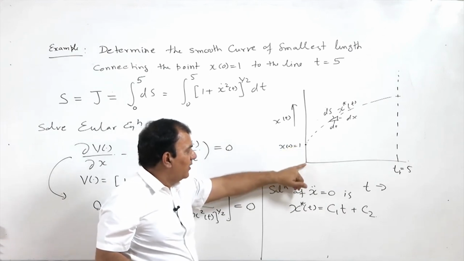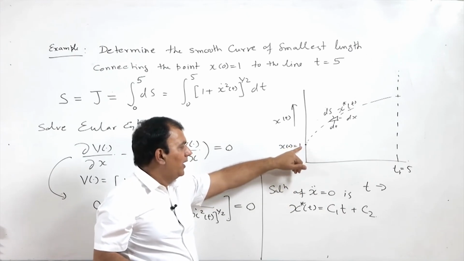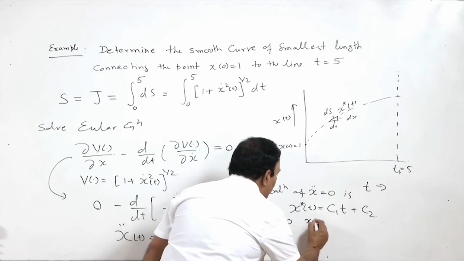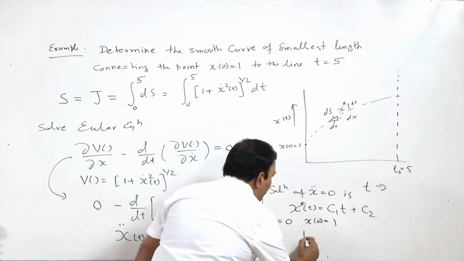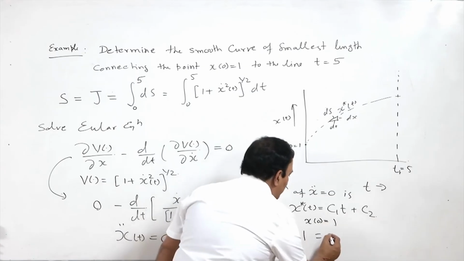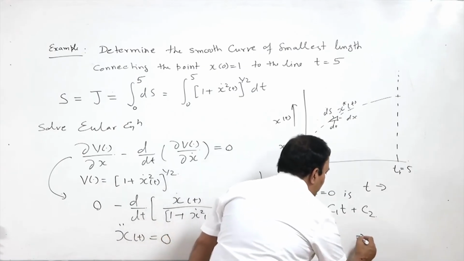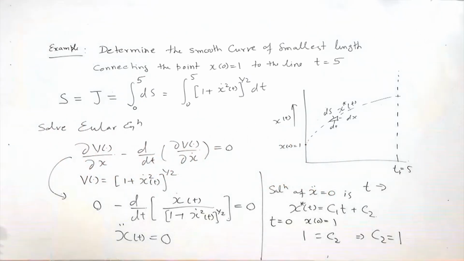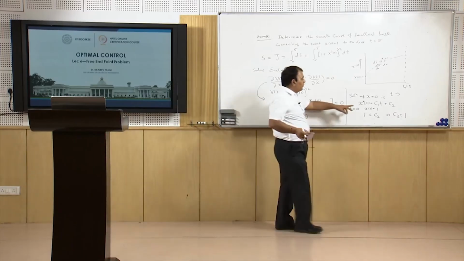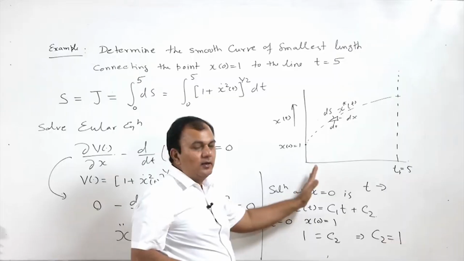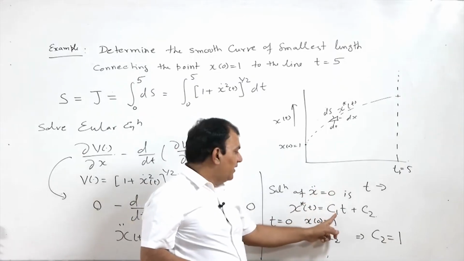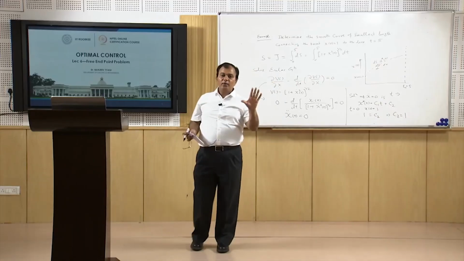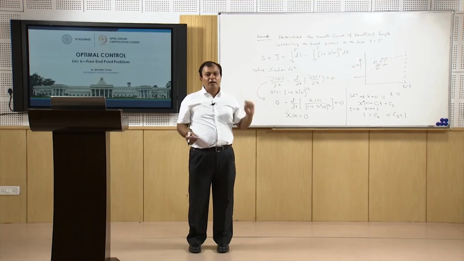My initial condition is given to me: at t equal to 0, x 0 equal to 1. So, 1 equals C1 times 0 plus C2, which means my C2 is equal to 1. So, the one constant C2 I can directly find out using my initial condition. My next aim is to find the other constant C1. C1 we can find if my terminal condition is given.